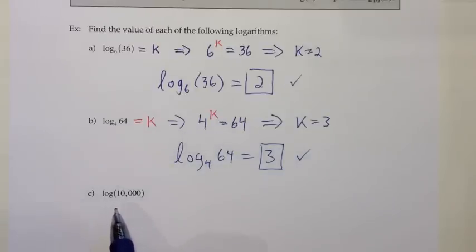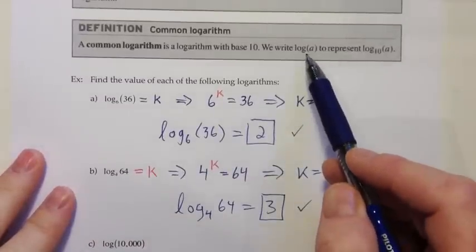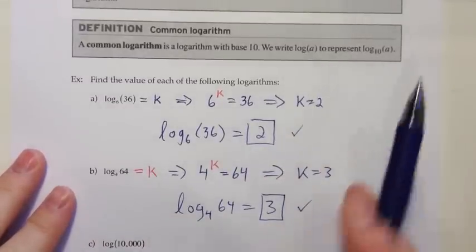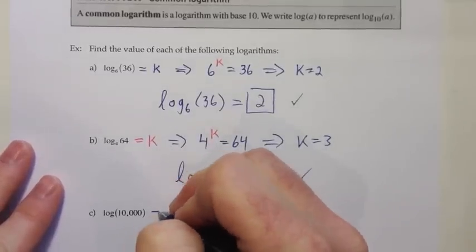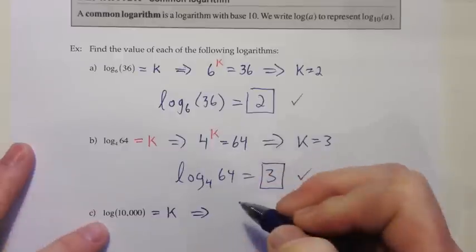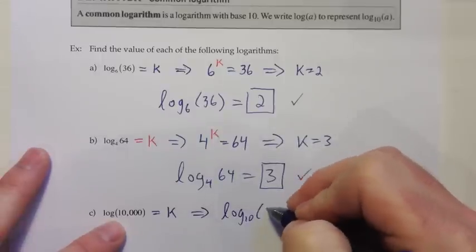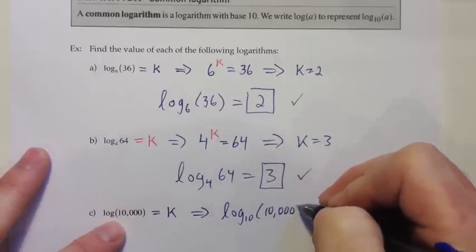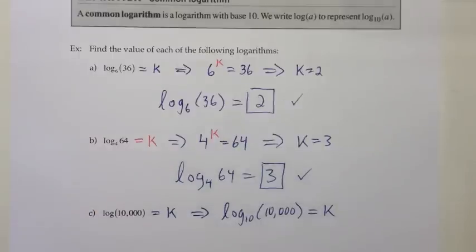No base is written, so what we have to remember is that definition I threw at you real quick, which is that if no base is written, then the base is 10. So the first thing I would do is, let's go ahead and set it equal to k like we normally would, but then I'm going to translate it and make sure I put the base there so I can see it. When you get more comfortable with these, you won't feel the need to write that base anymore, but we're just learning these, so I'll show it for now.